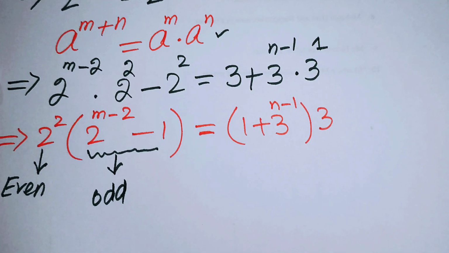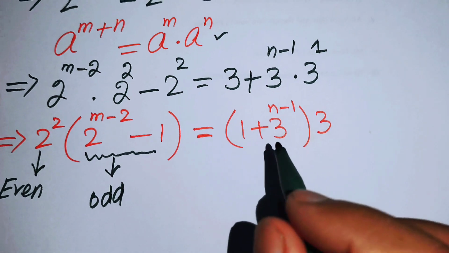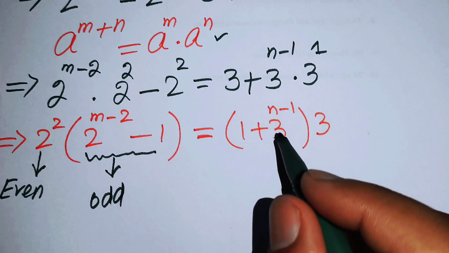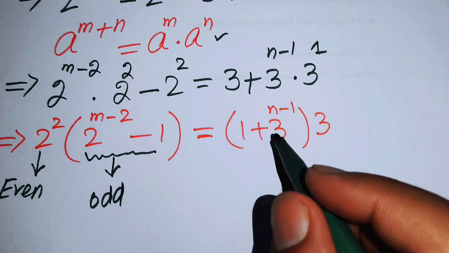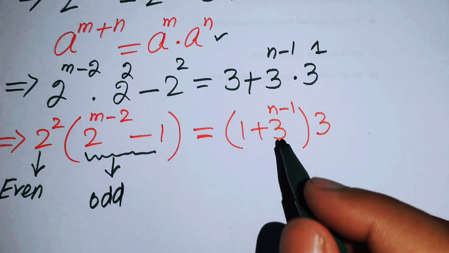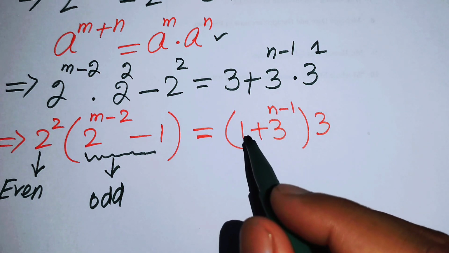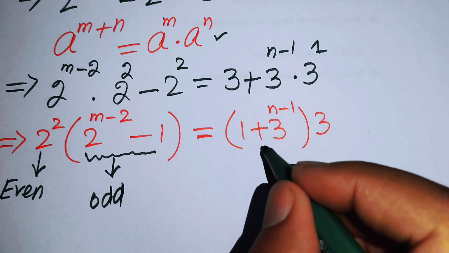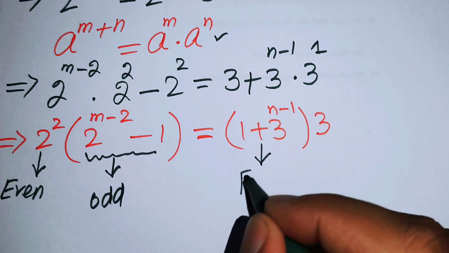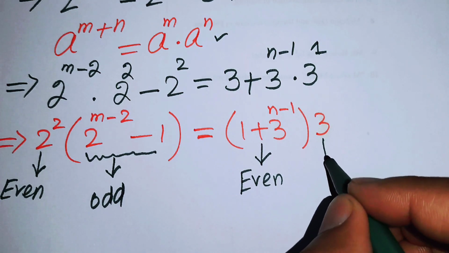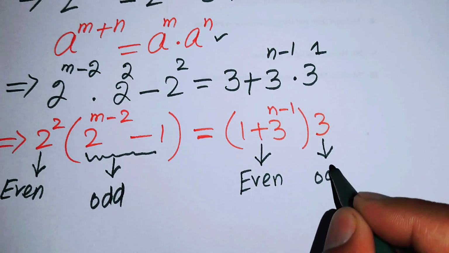Here you can say about this term, when you have base 3 and its exponent is anything, it becomes an odd term since its base is odd. And when you add plus 1 to an odd term, it becomes an even term. So we say that it is the even term. Similarly, here you clearly see that 3 is odd.